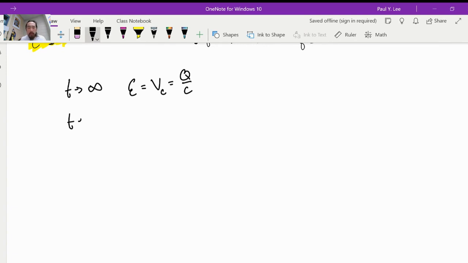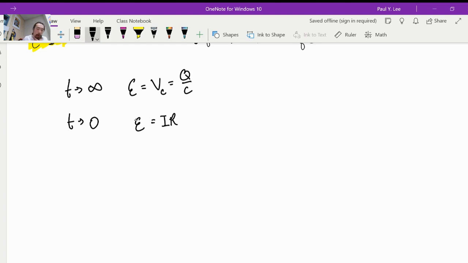But here at time of 0, our EMF source is fully devoted to that resistor, so that's the IR. And the reason why the capacitor doesn't have any voltage there is because it doesn't have any charge, right? There's no charge, therefore 0 over C gives us 0. All right, so this is the two extremes.